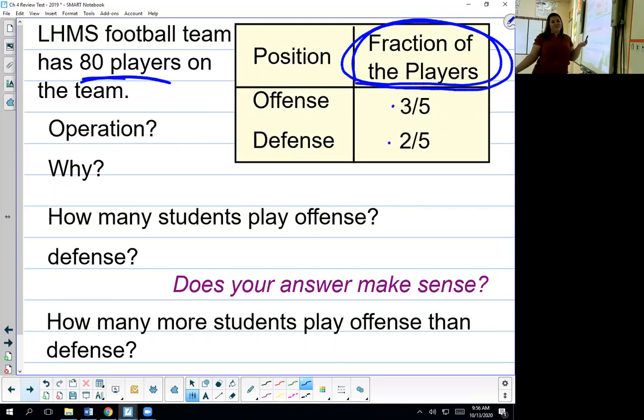Offense, defense, obviously if you add those together, you get 5/5. Whatever I get has to add up to 80. So both of those numbers have to be less than 80, but add up to that. Now, you can do it a couple different ways, but you should realize that it is multiplication.